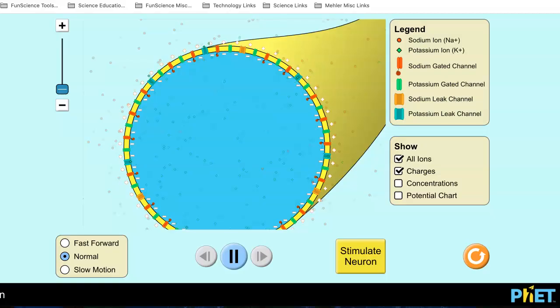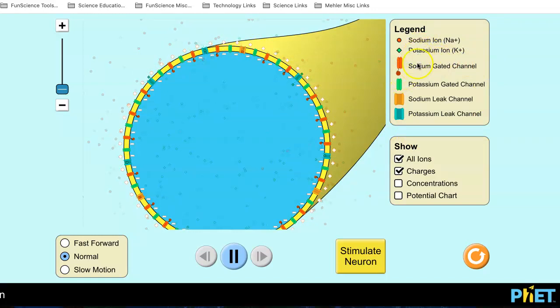So let's take a look at what we have here. We have a cross-section of a nerve. This is a cross-section of an axon. And notice that inside, these are negative charges right here. Inside the axon, it's normally negatively charged, and outside, you can see these positive charges. And that's maintained by the sodium and the potassium ions.